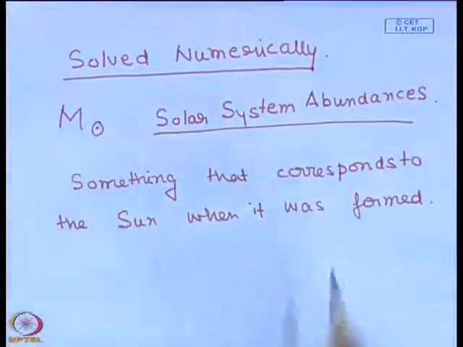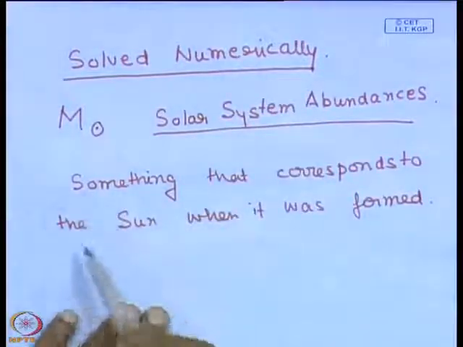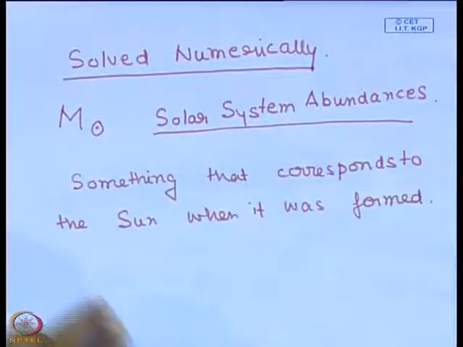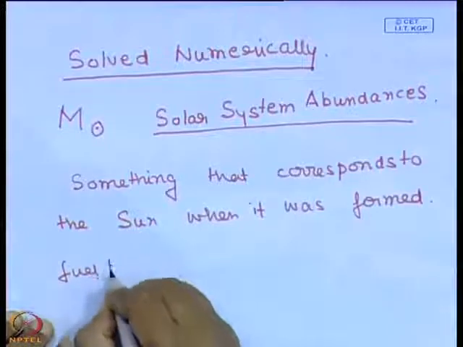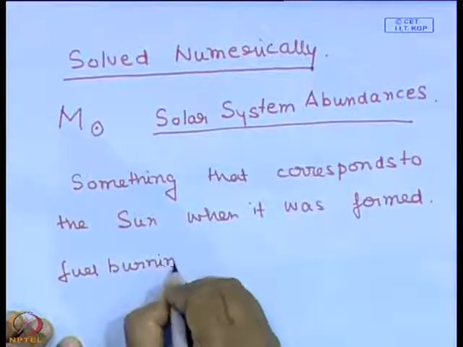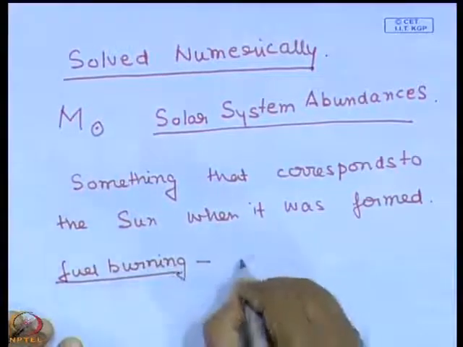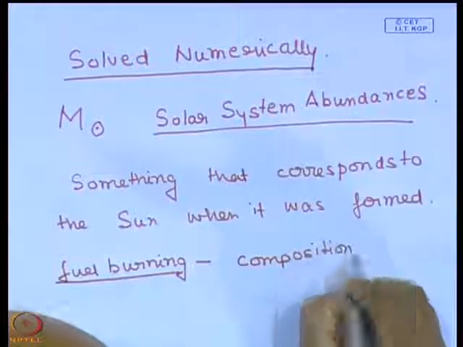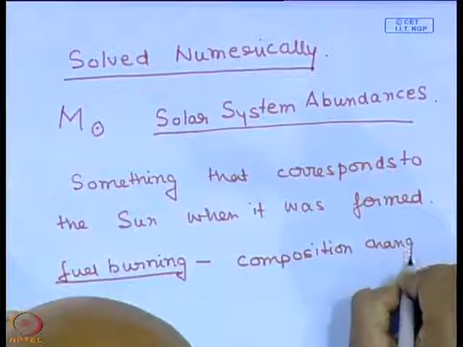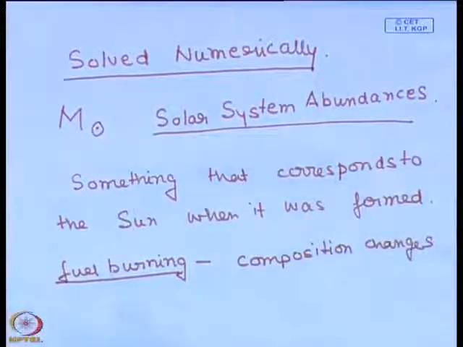Right, because you have started off with the initial composition of the sun and you set up these equations and you solve it, then people actually are able to reproduce something that people believe is what the sun looked like when it was formed. Now, as the sun burns the fuel, the composition changes, right, the whole thing evolves. So, what happens is there is fuel burning and the composition changes, and one has to take this into account and again solve the equation.